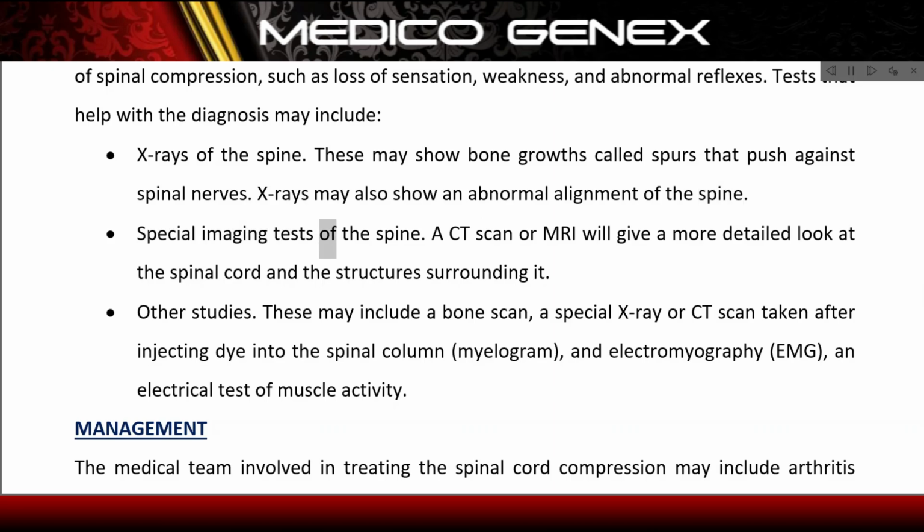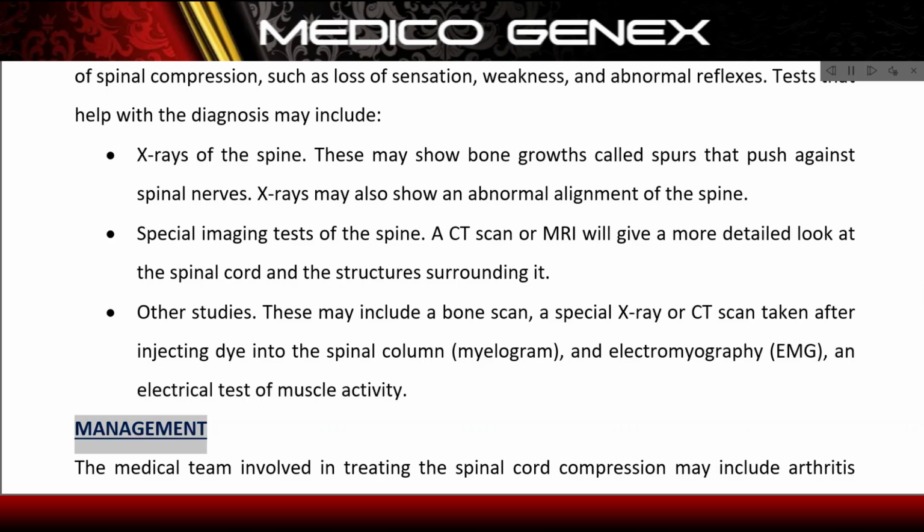Special imaging tests of the spine. A CT scan or MRI will give a more detailed look at the spinal cord and the structures surrounding it. Other studies. These may include a bone scan, a special X-ray or CT scan taken after injecting dye into the spinal column, myelogram, and electromyography, EMG, an electrical test of muscle activity.